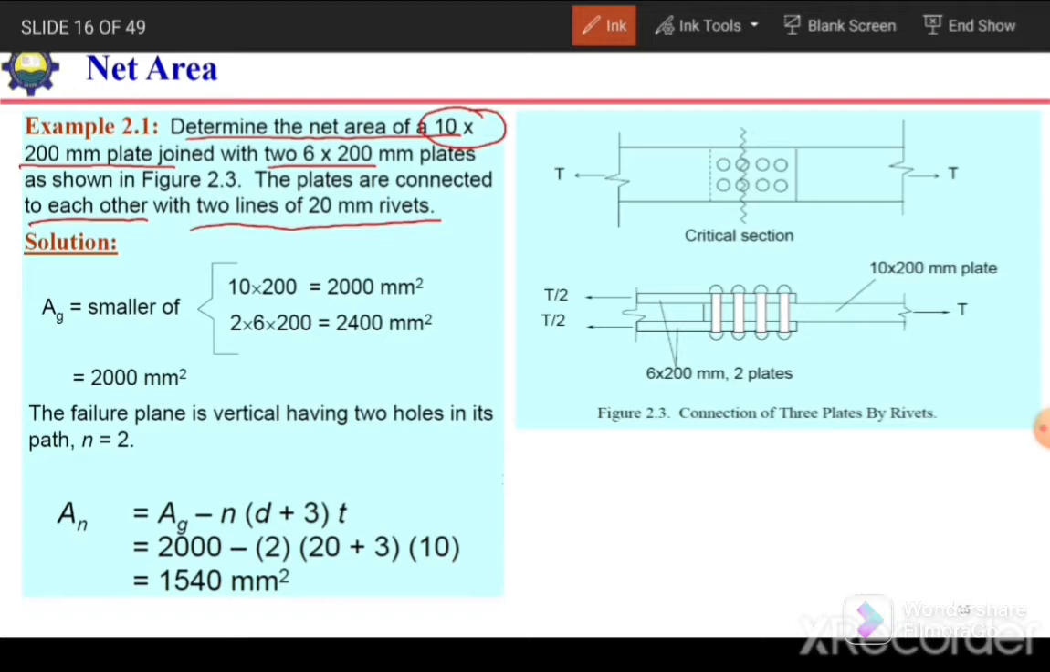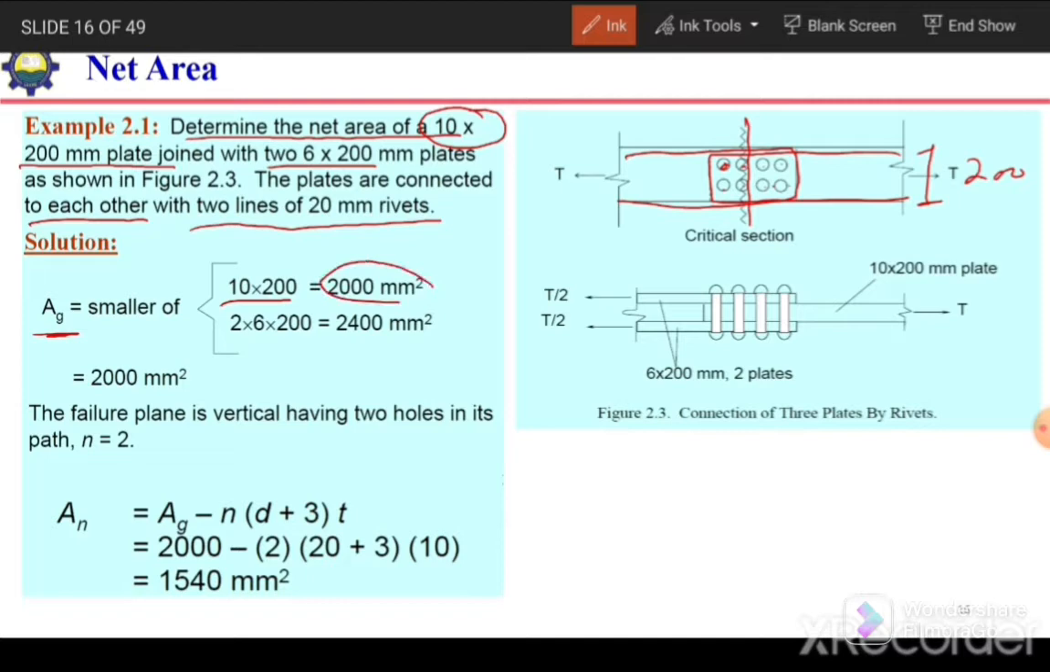So if we calculate the area of these plates at this critical section, here we have two plates, one plate this one and the second plate is this, and these are joined with the help of bolts in two rows. So at that section we have one plate of 10 millimeter thickness and its width is 200 millimeters. So this dimension is 200.